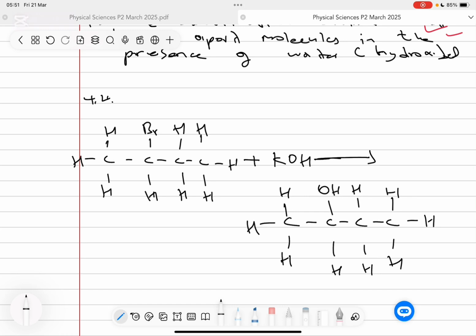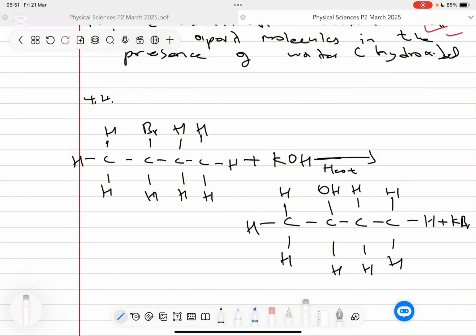But to this end, we are also having a product here, KBr, potassium bromide. That is what comes out. Now, the other thing that we have to note about this reaction is that we actually would require to put a little bit of heat. So there will be some form of temperature involved in there.